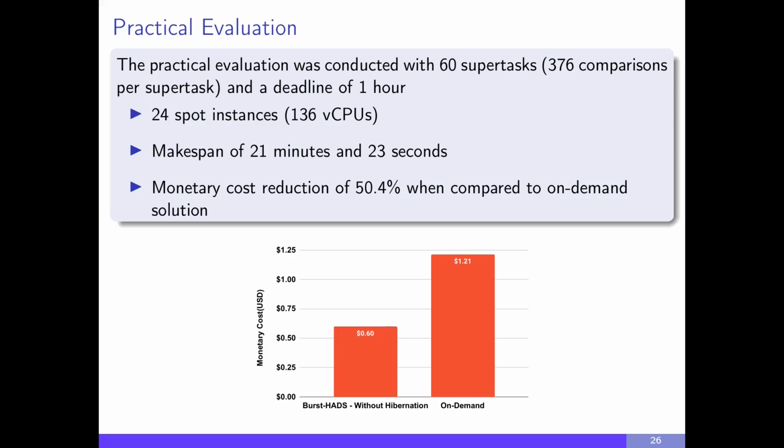Okay, so for the practical evaluation, as I said before, we select the case where we have the solution with 60 supertasks that have 376 comparisons per supertask, and we fix the deadline at 1 hour. Using 24 spot instances gives us a makespan of 21 minutes, and we compare our execution of BurstHaze in a case where we don't have any spot revocation or hibernation, with the case where we use just on-demand VMs. So it's the same solution given by the primary scheduling of BurstHaze. In this case, we have basically the same makespan for both solutions, but the monetary cost reduction was more than 15%.